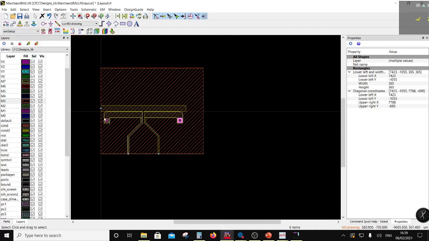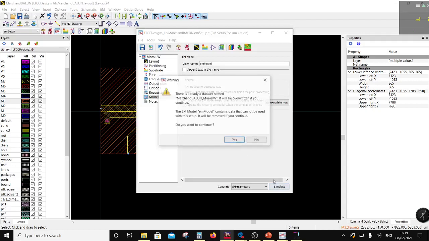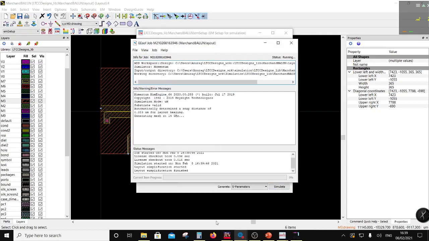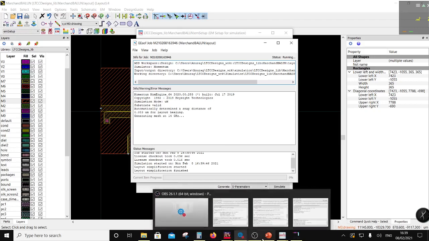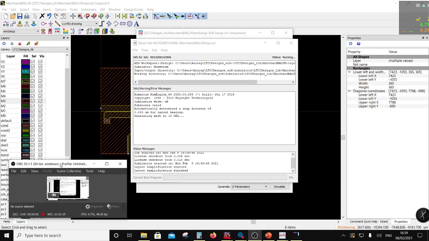Okay, done. So now let's simulate this again. I'm going to put you on pause because I'm going to do 1 or 2 iterations. Simulate. I'm going to put you on pause. Once it's done, I'll come back.